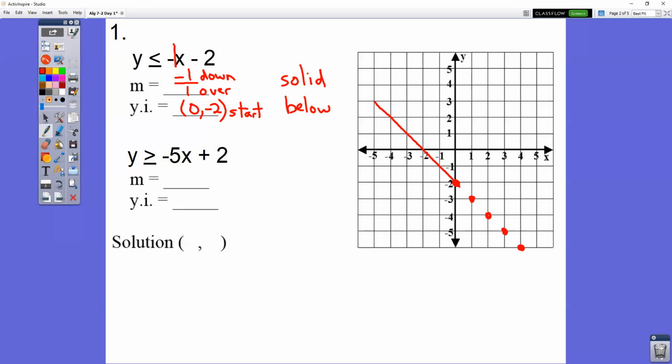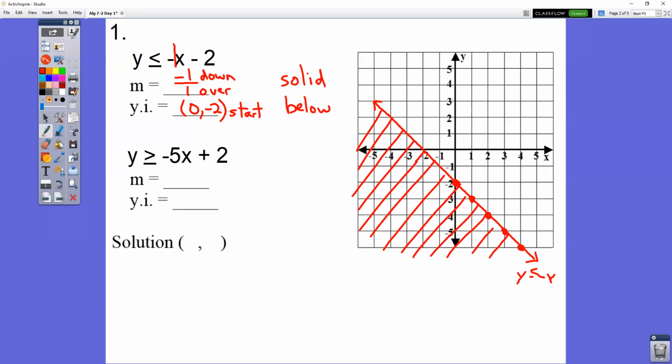So here's my solid line. Always put arrows at the ends of your lines. And we're going to shade below the line. I'm going to shade like this today just to try and keep it a little bit neater. All right, I'm going to shade like that. So again, it's a good habit to always label your line as well.